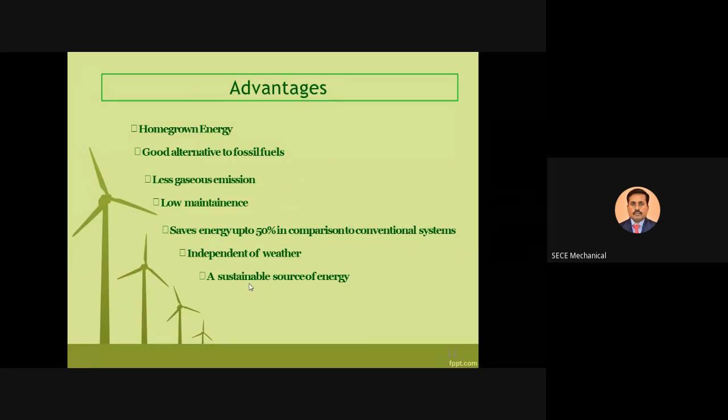So next, what are the advantages of geothermal plant? Geothermal plant is mostly eco-friendly. Less gaseous emission, low maintenance, a good alternative for fossil fuel, home ground energy, saves energy up to 50% in comparison with conventional systems, independent of weather, a sustainable source of energy. Okay, so these are the advantages. Mostly it has a lot of advantages, and only some limited disadvantages.